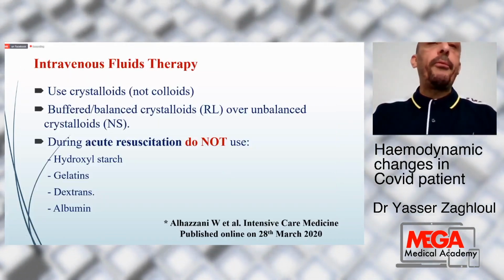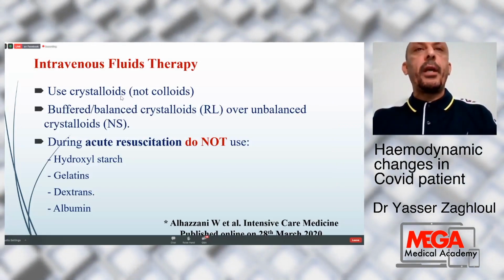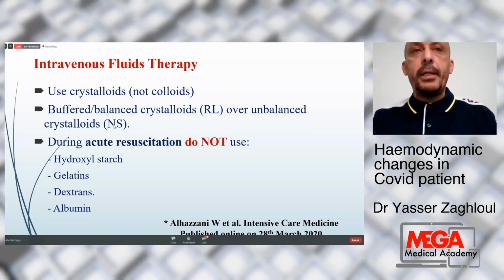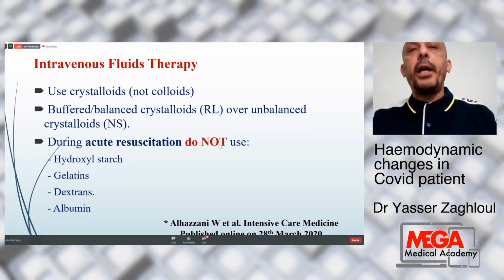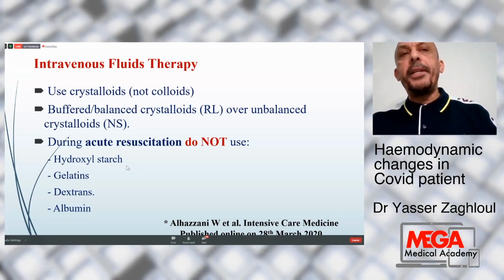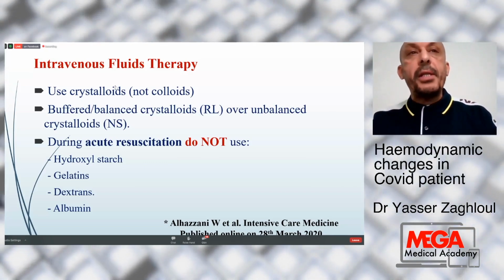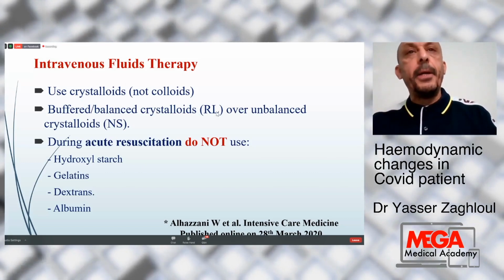So now, which type of fluid are you using? You use crystalloids, not colloids, and Ringer lactate is better than normal saline. And during acute resuscitation, there is no place for starch, gelatin, dextrans, or albumin. So you will focus now on the Ringer lactate.